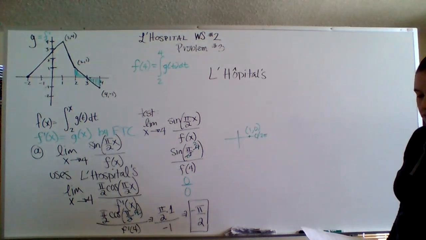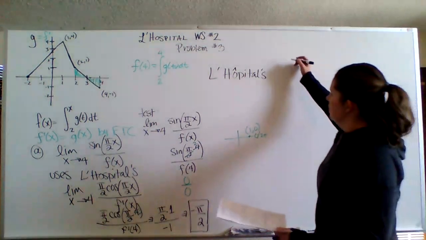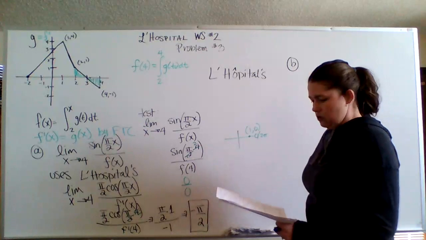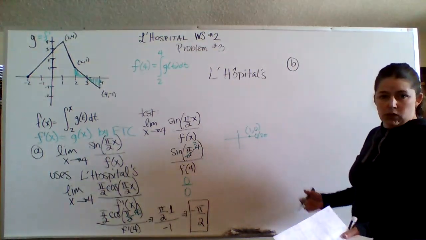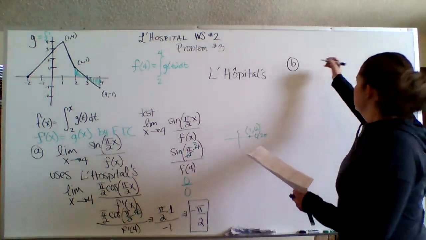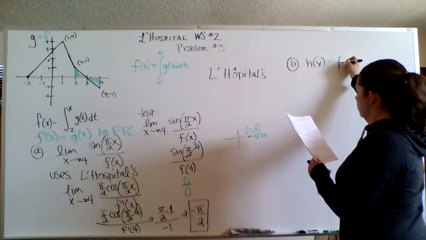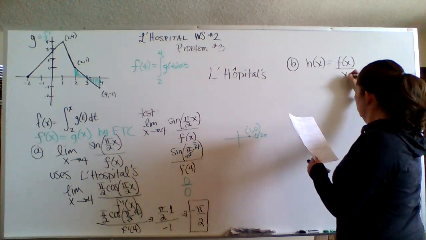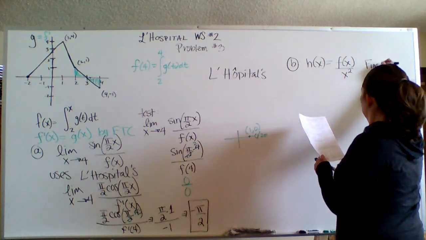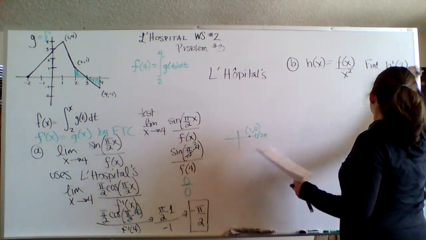So now we are ready for the next part. This, like I said, was only a part A and a part B. So part B says, let h, they're just plopping in a new function for us. Let h of x be defined by h of x equals f of x over x squared. And we're supposed to find h prime of 3.